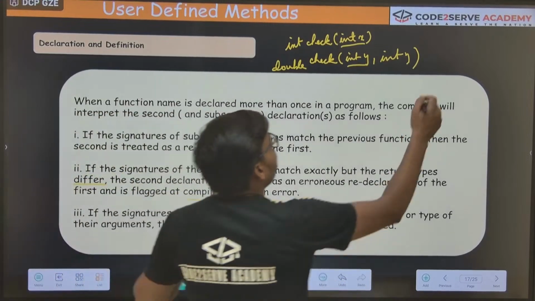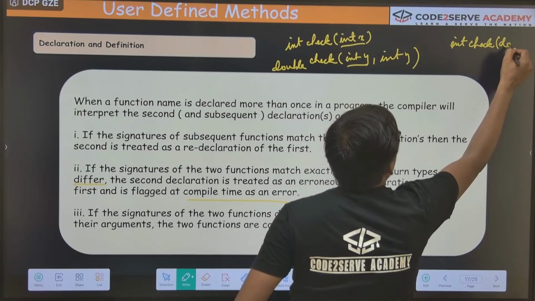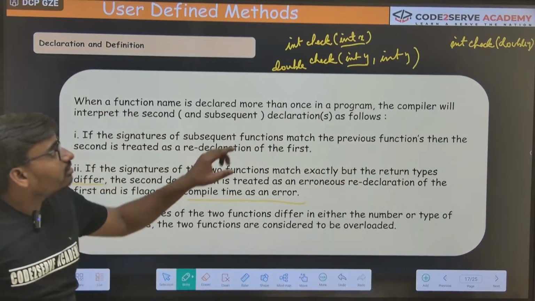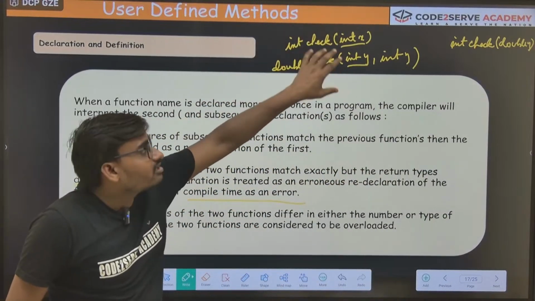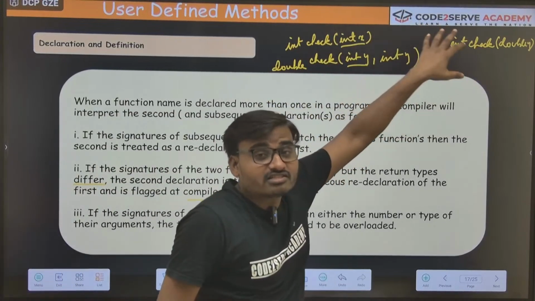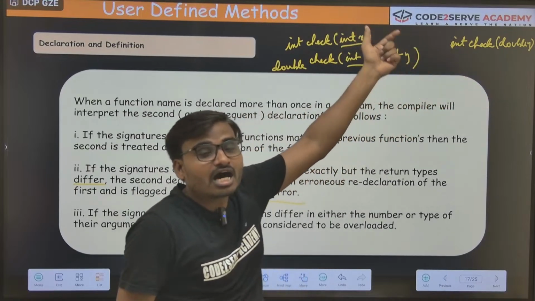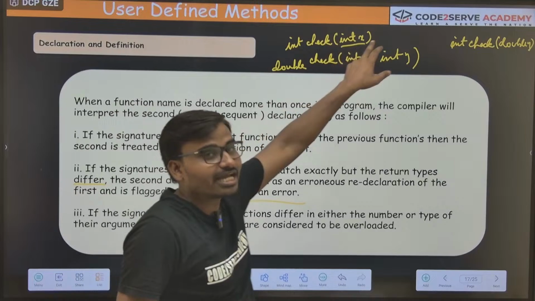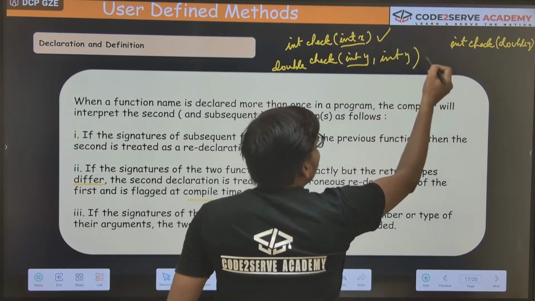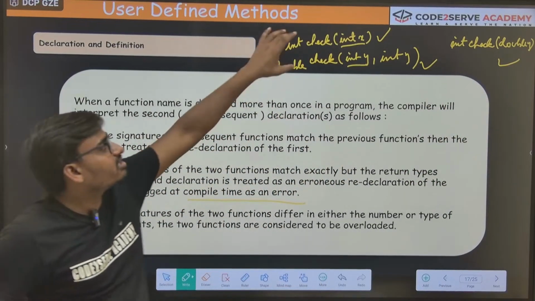Now suppose one more check is written with double y. Here, in these two cases the number of arguments is different, but in these two cases the signature is different because the type of the argument is different. Here it is an integer type, here it is double type. So all three signatures are different with the same name.